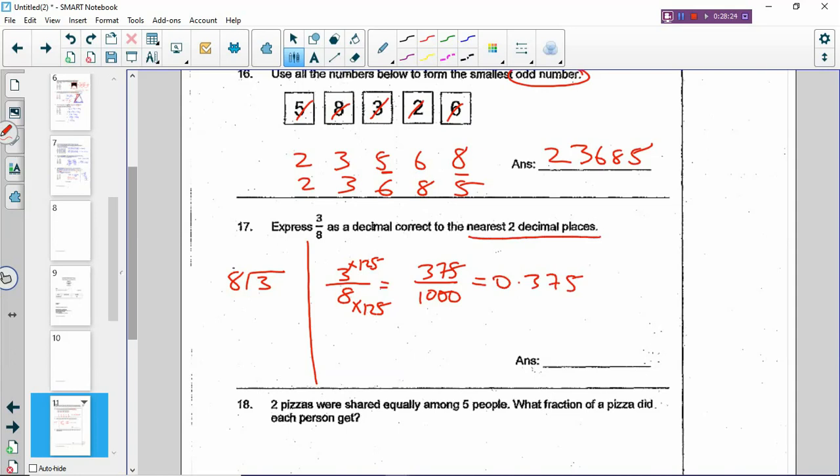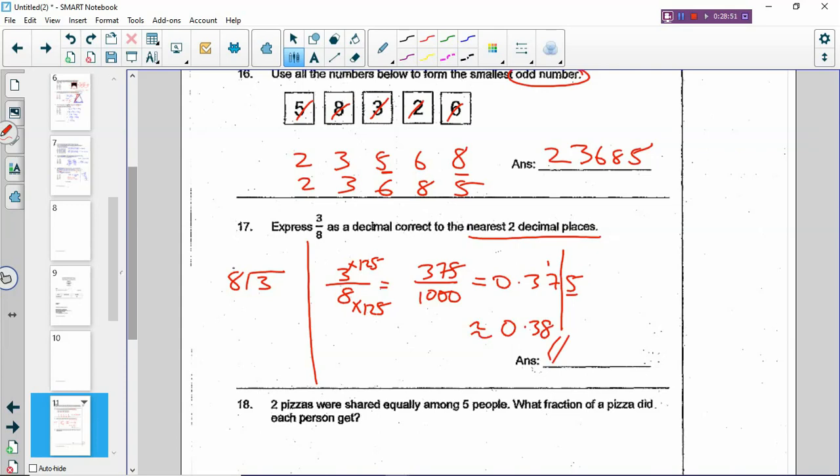And you need to round off to the nearest 2 decimal places. So what do you do? You draw a line to show your 2 decimal places, which is 0.37. Then you look at the digit nearest the line and you ask, is it 5 and bigger? Yes. So you round up. And when you round up, what is your 2 decimal place? That will be 0.38. And that's how you work out fast without having to do the long division.